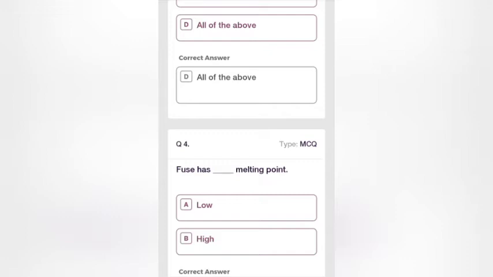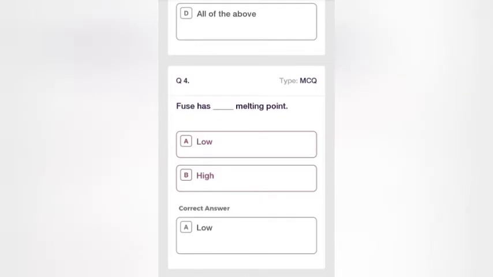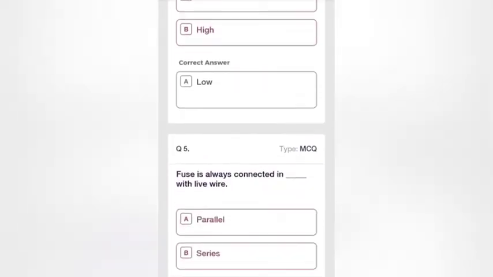Fuse has dash melting point. See, fuse has low melting point because fuse should melt and then protect the equipment from damage. That means when the current is above the rated value, excess current will be flowing, so it has to melt. So it should have low melting point. Answer A is the correct answer.